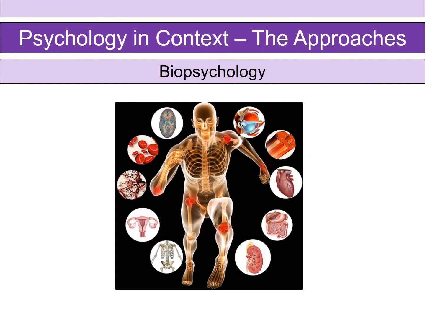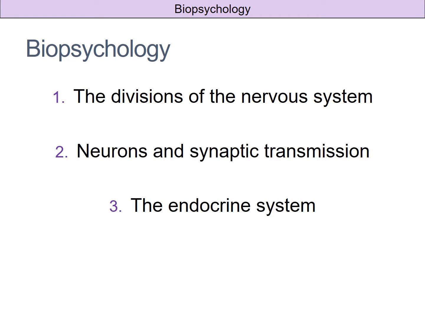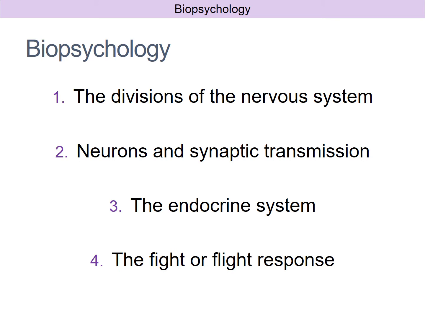Okay, in this video we're going to look at biopsychology, which is essentially a very biological component of the exam, and it's looking at how the body can influence behaviour. So physical processes within the body, how the body is structured, how it works, and how that can influence how we act. So there are 4 sections that you need to know about for this unit. We've got the divisions of the nervous system, neurons and synaptic transmission, the endocrine system, and the fight or flight response. And we're going to start at the top with the divisions of the nervous system.